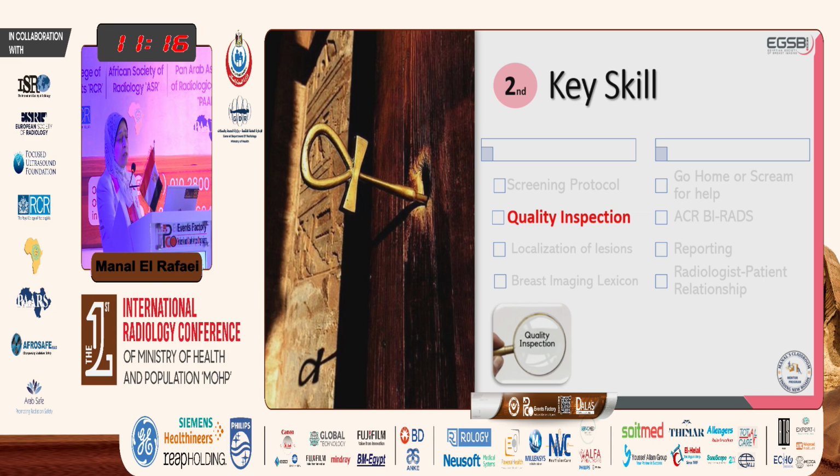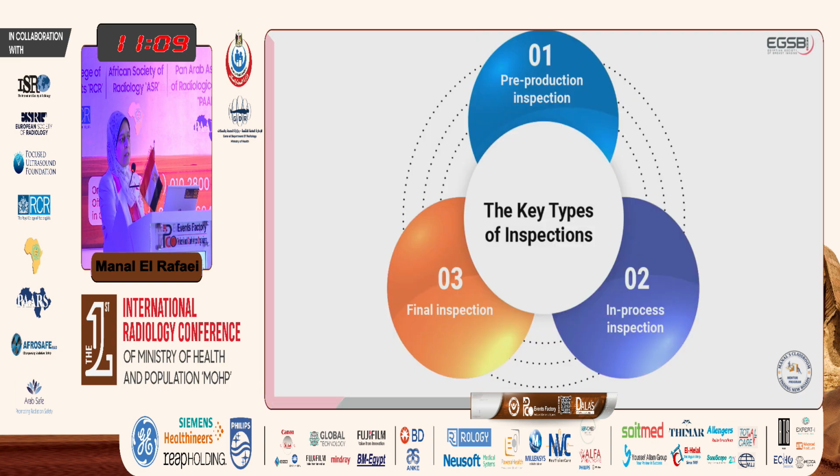So let's move to the second key skill. The second key skill that we should learn is quality inspection. Actually, I like this slide, and this diagram is used in industry. These are the key types of inspection. They usually do pre-production inspection, in-process inspection, and final inspection.